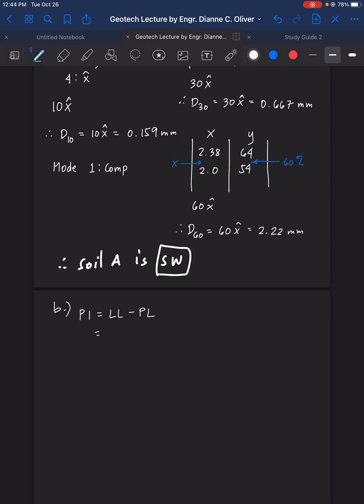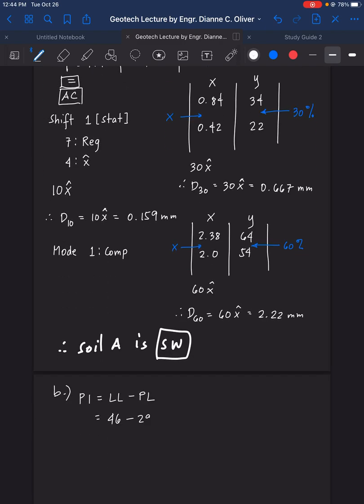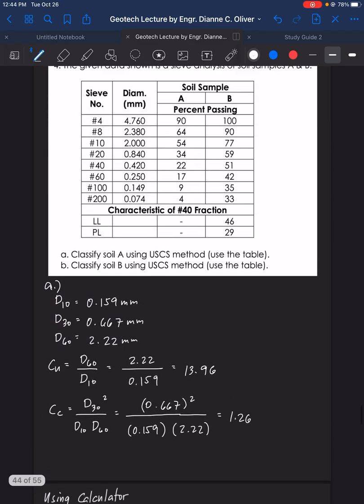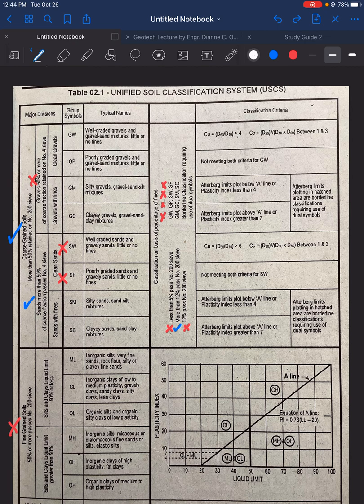The liquid limit there is 46 minus 29 PL. Therefore, PI is 17. If PI is 17, okay, so let's plot it. If PI is 17 and LL is 46, then we can already plot it here. PI is 17, so most probably around here.